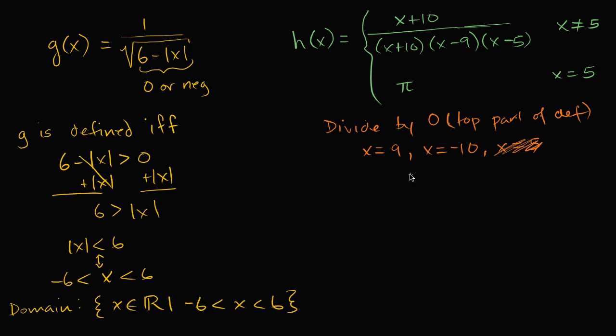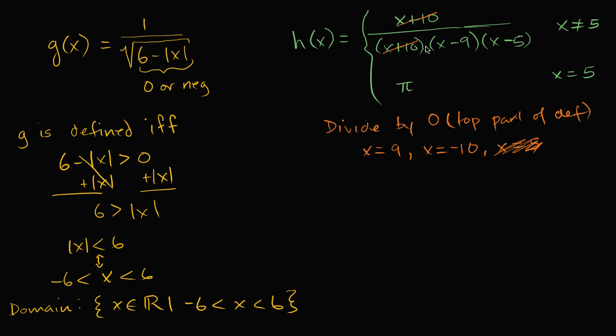Now, we're almost done, but some of you might say, wait, can't I simplify this? I have x plus 10 in the numerator, x plus 10 in the denominator. Can't I just simplify this and then that'll disappear? And you could, except if you did that, you are now creating a different function definition. Because if you just simplify and said 1 over x minus 9 times x minus 5, this is now a different function.